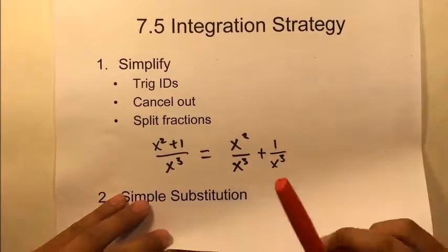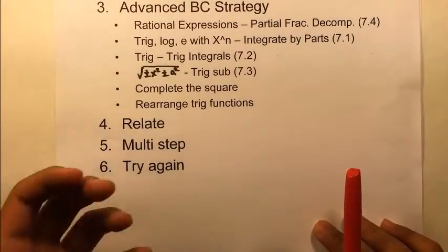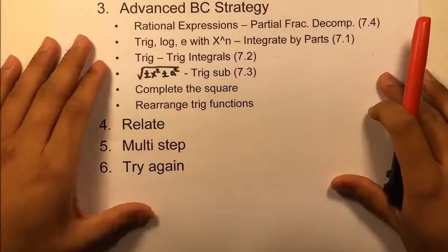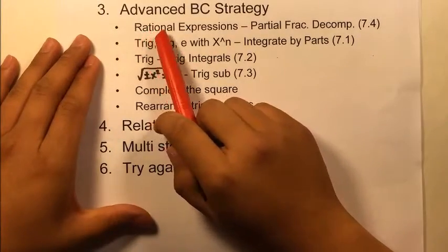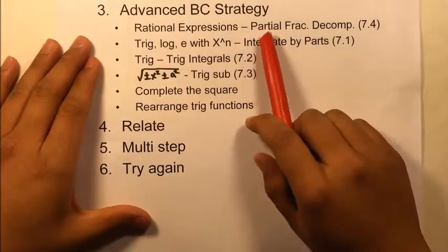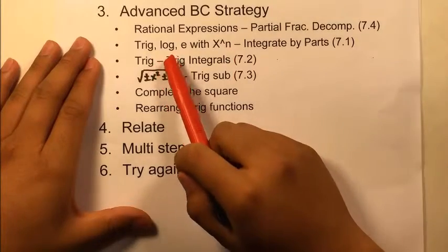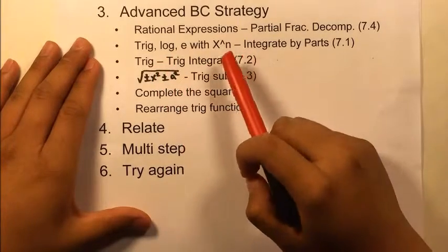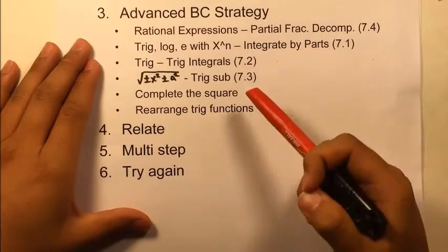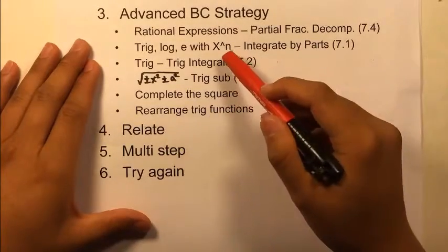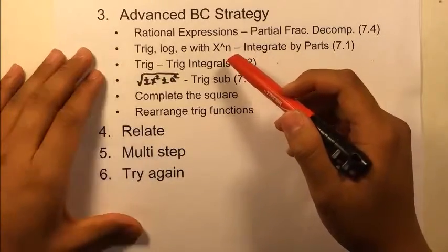And now that we've established that all these simple methods have failed, we're going to have to get to our advanced BC strategies, the ones we've learned in BC. If it's a rational expression, polynomial over polynomial, we're going to use partial fraction decomposition learned in 7.4. If it's a trig function, a log, or e to a something, with x to a something, we're going to use integration by parts. It doesn't have to be x; it has to be something that will go away after you differentiate it a few times.